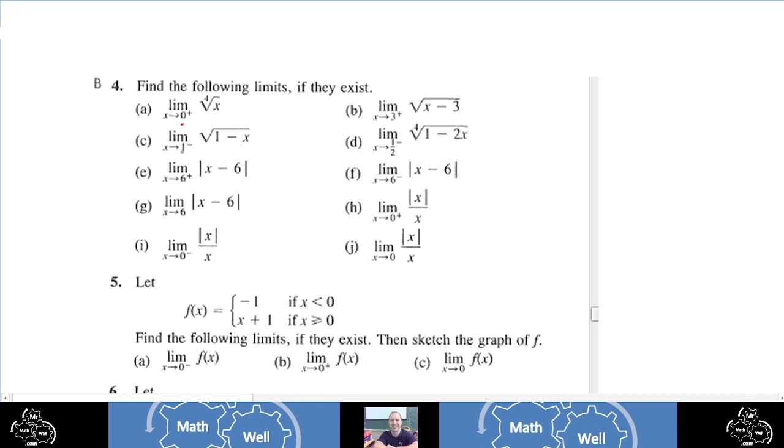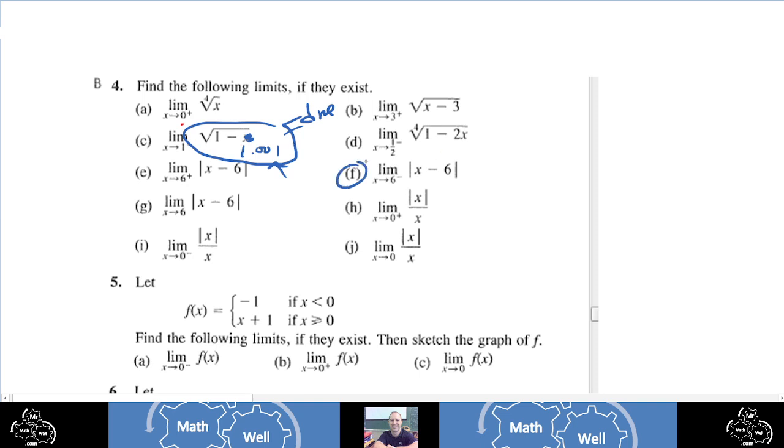Because this is 1 from the left, if you chose a number like 0.999 instead of x, and you evaluated this, that's going to get you pretty close to your limit. If it was from the right, and you chose 1.001, well then, square root of a negative number would be an error, so then you would know that it does not exist. So this is always okay too.